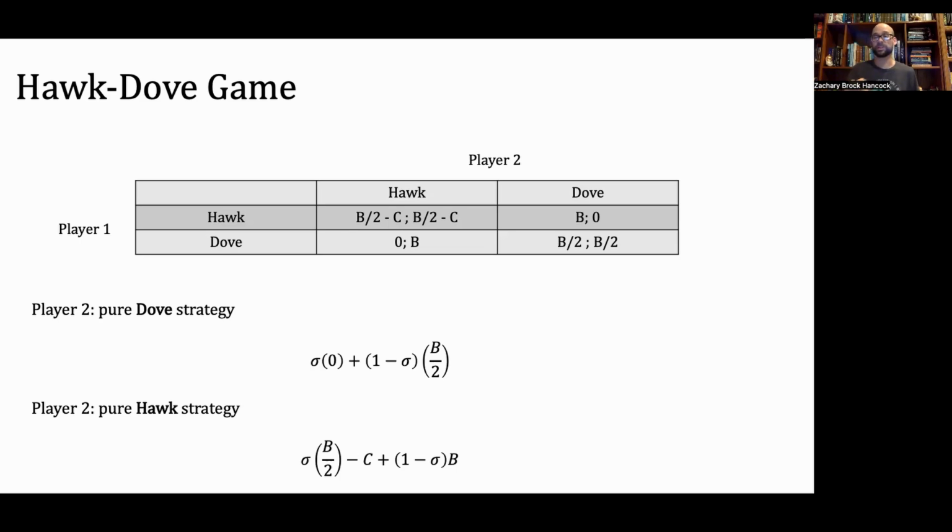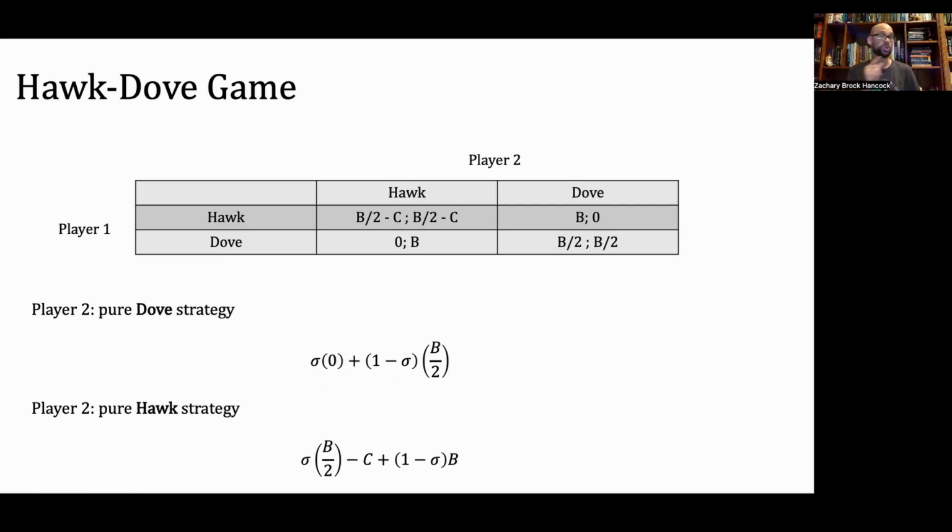So if player 2 plays a pure dove strategy, this is what we expect to happen. Since sigma is the probability player 1 plays hawk, then if player 2 is always playing dove, this first term is 0, right? Because they gain nothing if they play dove. Plus 1 minus sigma, the probability that player 1 plays dove, and since player 2 always plays dove, the benefit here is b over 2.